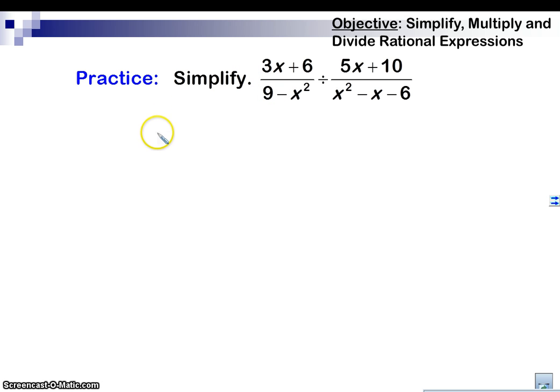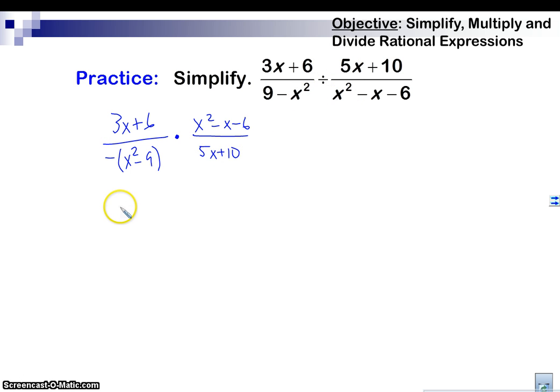All right, so first, and this is one of those negative guys here. I don't know why they show up so much. Times x squared minus x minus 6. I'm going to do the reciprocal, right? The reciprocal of this one. All right, now we're going to factor everything. So 3x plus 2 over negative x minus 3x plus 3, because this is a difference of 2 squares.